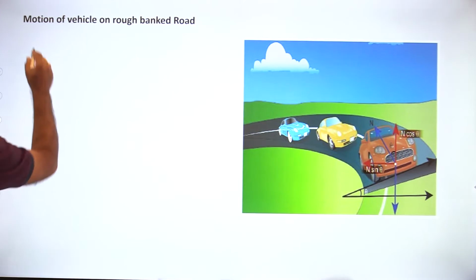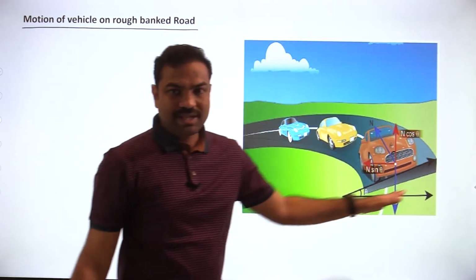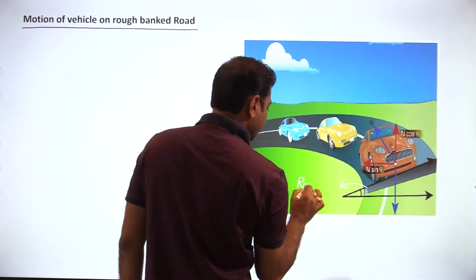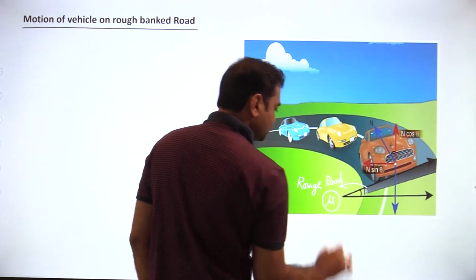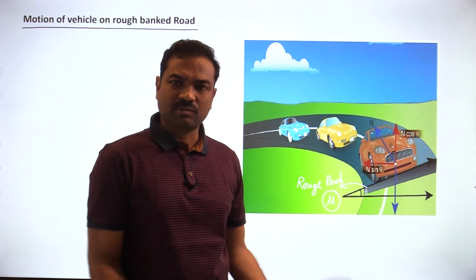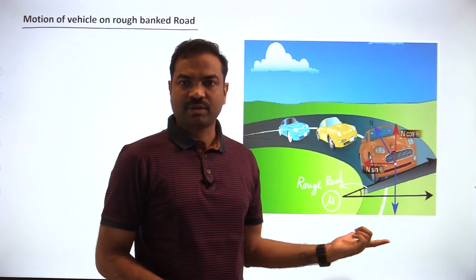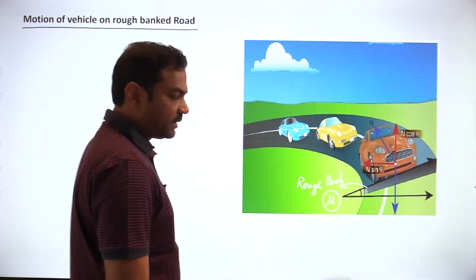So let us see the motion of a vehicle on a rough banked road. Now the road is having friction. It is a rough road now, not smooth. The coefficient of friction I am taking as mu. You can take it as static friction and at the same time kinetic friction also, both. Maximum value of static or limiting friction and kinetic friction, both you can take. If that is the case, then what happens?